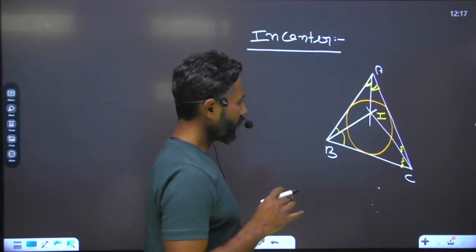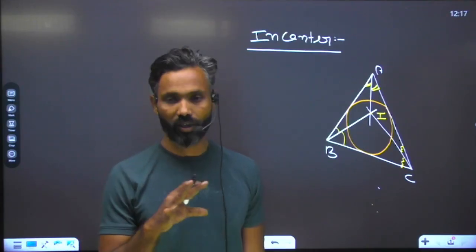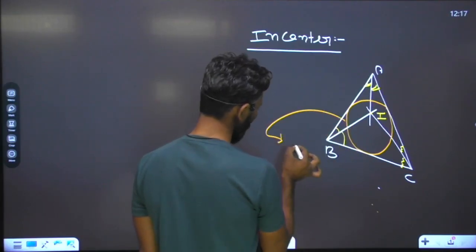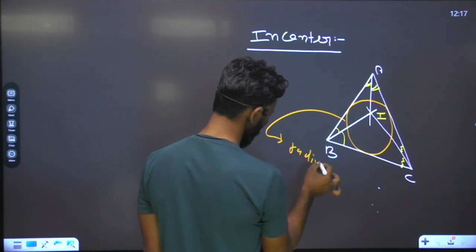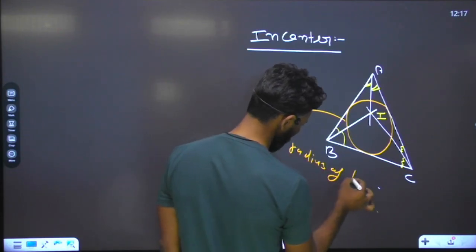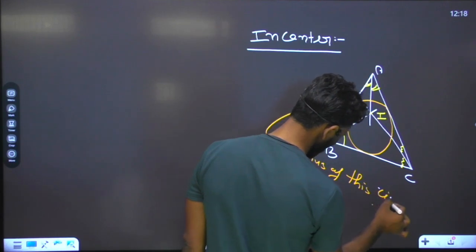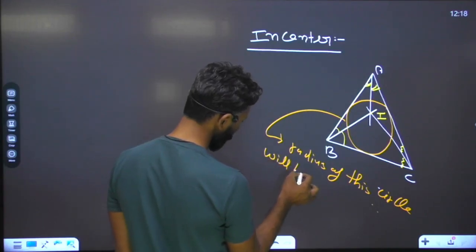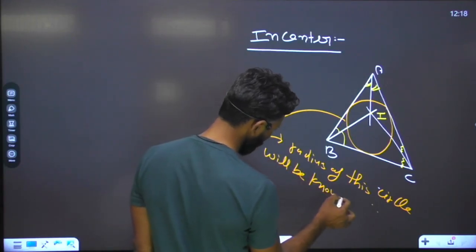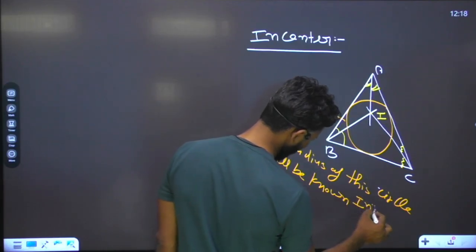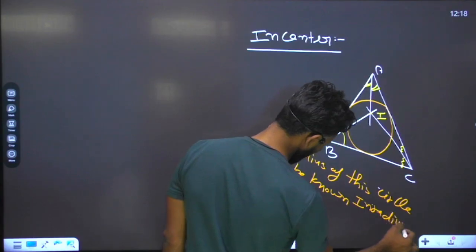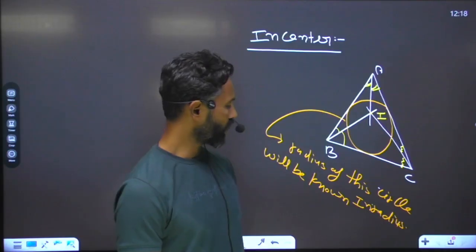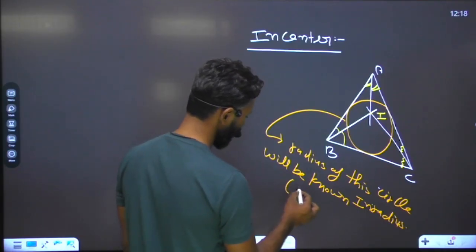The radius of this incircle will be known as the inradius, and will be denoted by small r. Radius of this circle will be known as the inradius, and will always be denoted by small r.